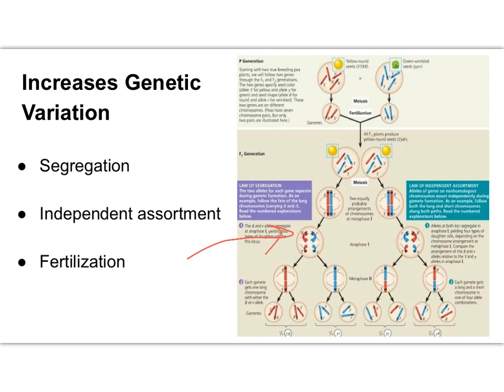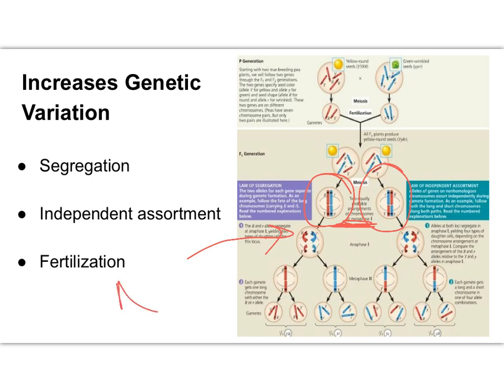Independent assortment, where our non-homologous chromosomes assort independently. So happening here, we see these chromosomes lining up on the metaphase plate, okay? And they're going to assort independently, okay? You can see how there's two options here with how they lined up. They do not care what the other pair of chromosomes are doing. So they segregate independently, so the alleles are separated, and how the non-homologous chromosomes line up on the metaphase plate is also independent. So what pair 1 is doing does not affect pair 2.